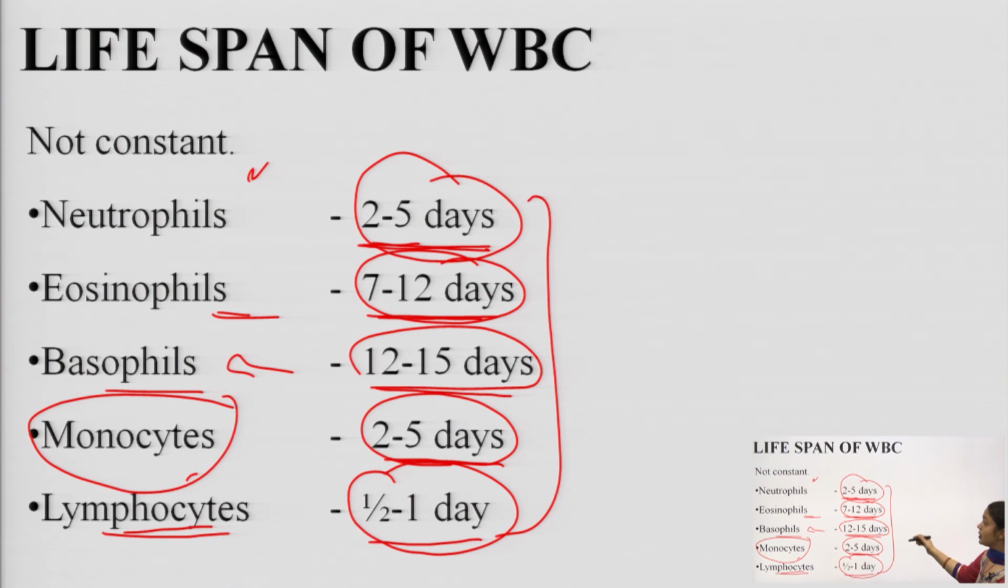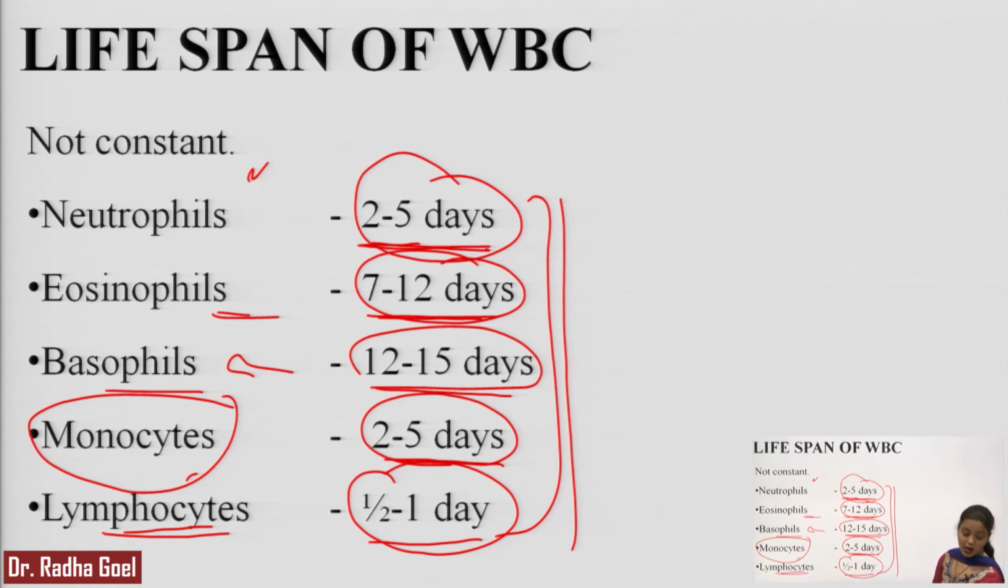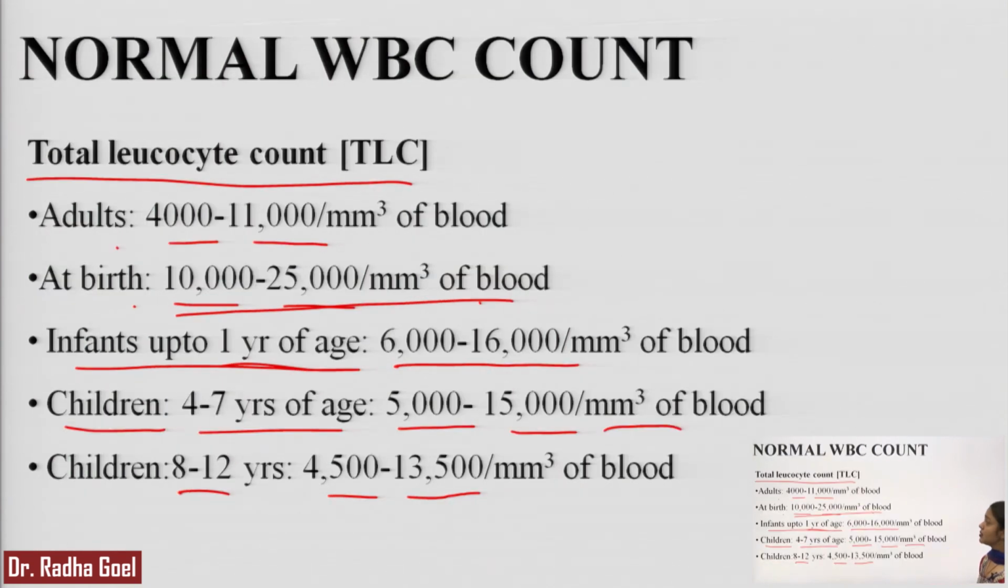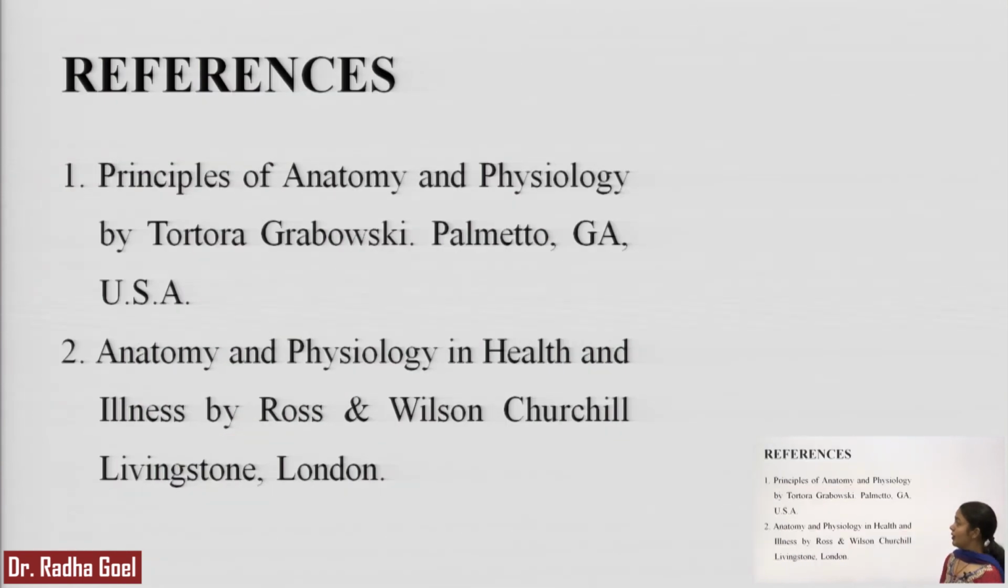These are the lifespans: neutrophils, eosinophils, basophils, monocytes and lymphocytes. After their lifespan, they have to be replaced by new ones. And this is our total leukocyte count in adults, infants and children. I have referred to Tortora and Ross and Wilson for that.